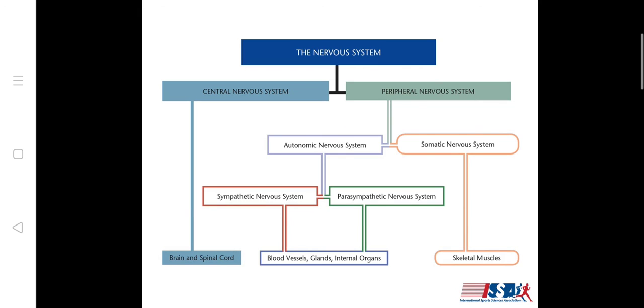The central nervous system is the control center of the body and is comprised of the brain and spinal cord. The peripheral nervous system is comprised of the neurons that carry information from the CNS to the limbs and organs. The peripheral nervous system is further divided into the autonomic and somatic nervous system. The autonomic nervous system controls the involuntary processes of the sympathetic and parasympathetic systems, which are responsible for the functions of blood vessels, glands, and internal organs. The somatic nervous system is responsible for voluntary movements and stimulates the contraction of skeletal muscles.